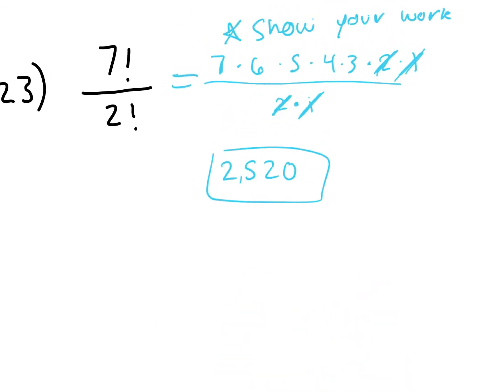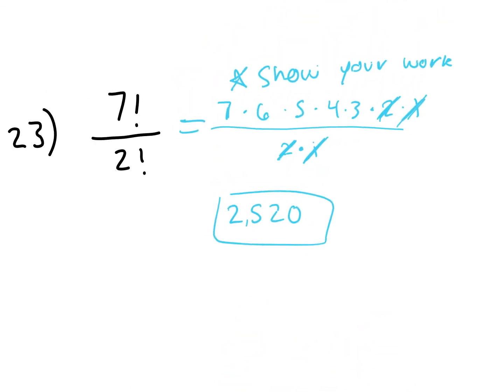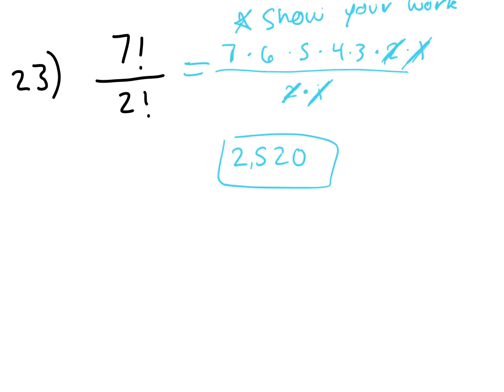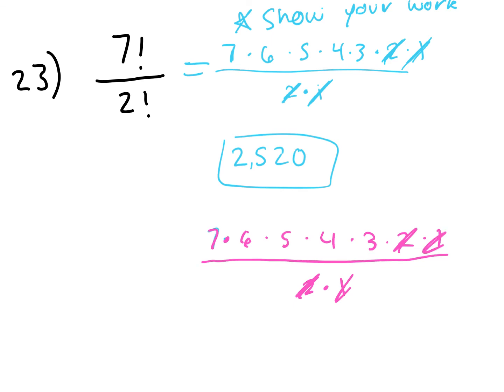So for 23, this one? Yes. All right. So 7 factorial is 7 times every number that comes before it. So 7 times 6 times 5 times 4 times 3 times 2 times 1. 2 factorial is 2 times everything that comes before it. So that would be 2 times 1. If anything overlaps on the top and the bottom, you can cancel them out. So it's like go fish. Like if you both have a 2, just cross them out. So now on the top, we're just multiplying 7 times 6 times 5 times 4 times 3. Which from here, you can just put it in your calculator.